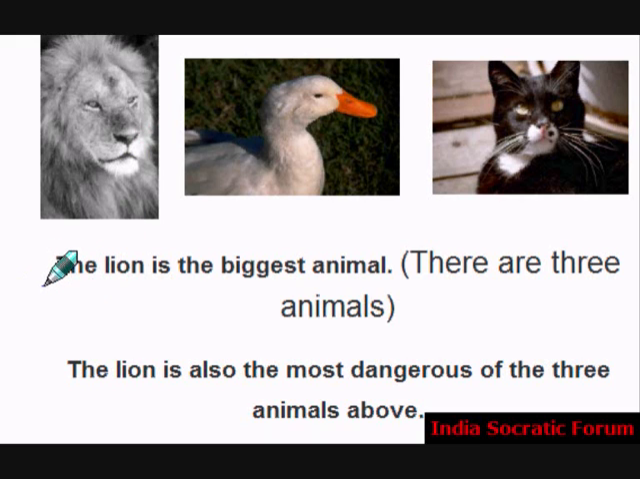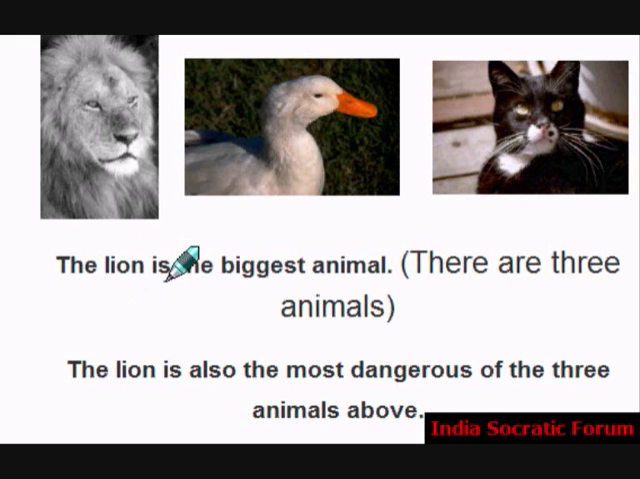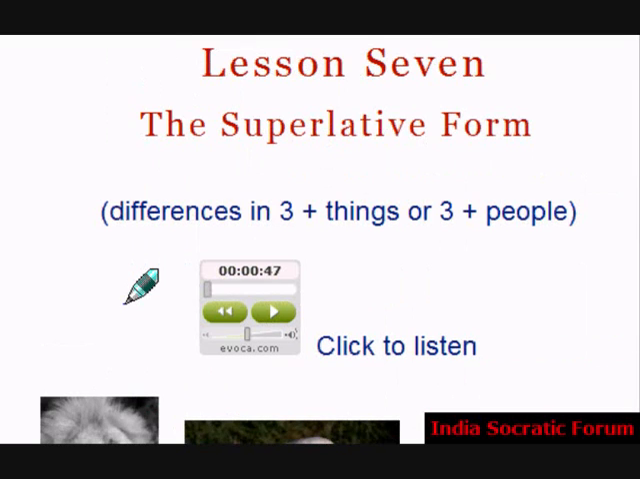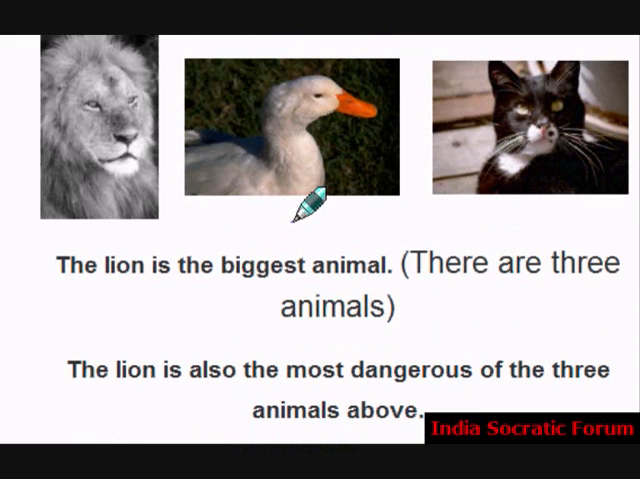Example 1. The lion is the biggest animal here. Maybe the cat is bigger than the duck, but the lion is the biggest animal here. Use the word the biggest to represent the superlative form. That is what the topic is, the superlative form. Bigger means comparative form. Biggest talks about the superlative form. When you say the word biggest, always remember to use the article the.